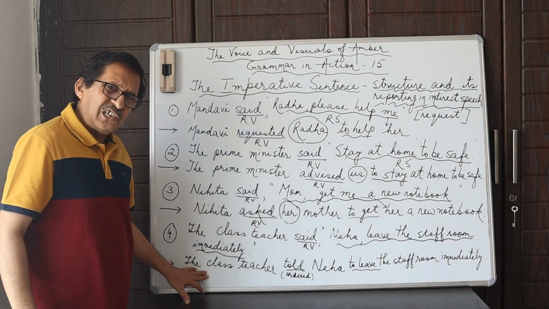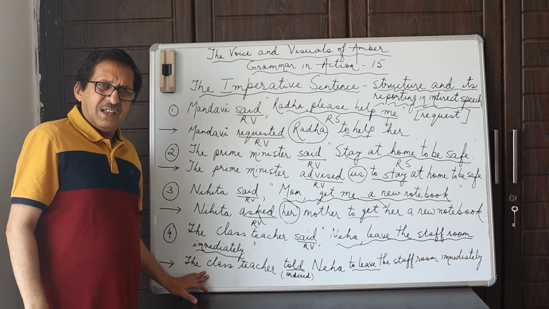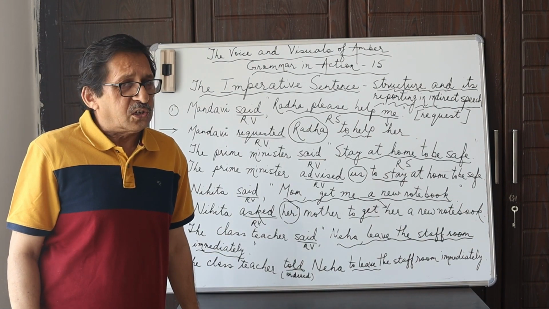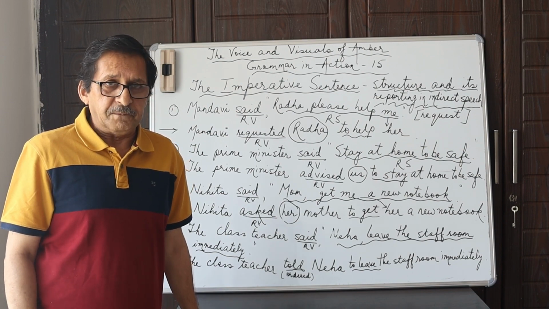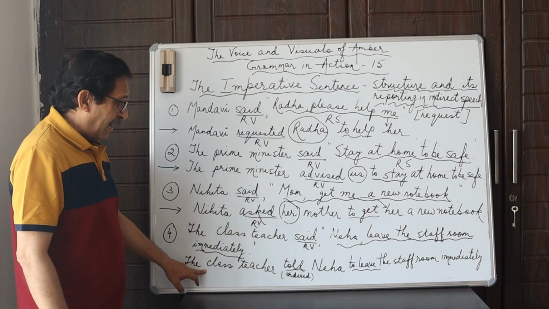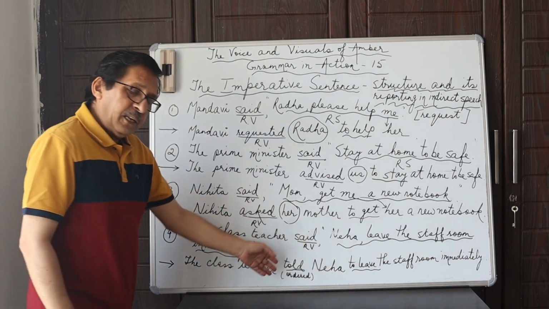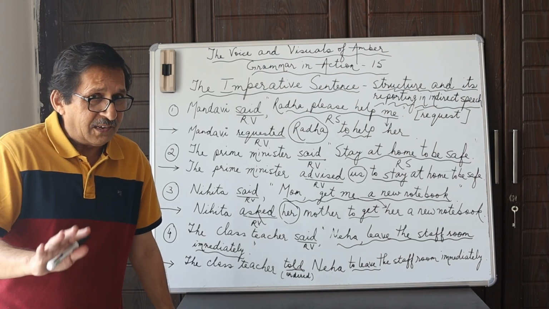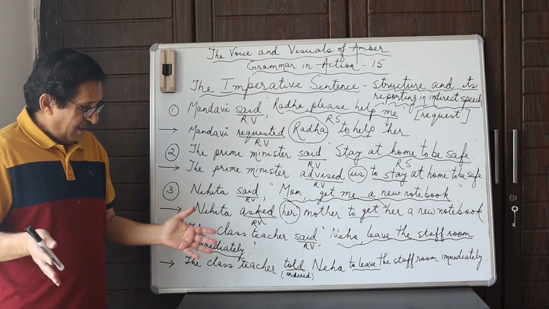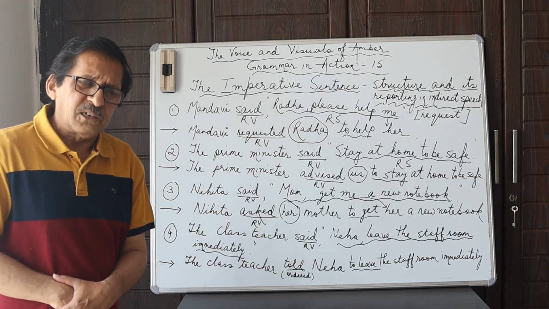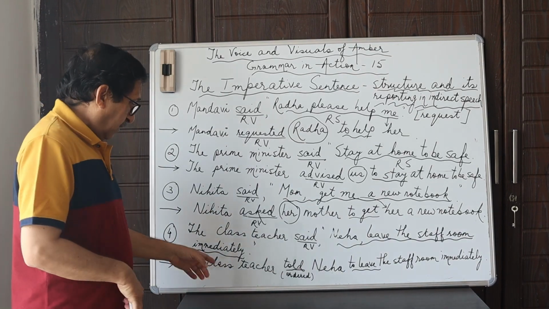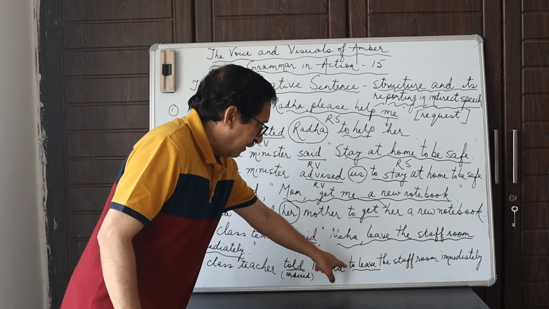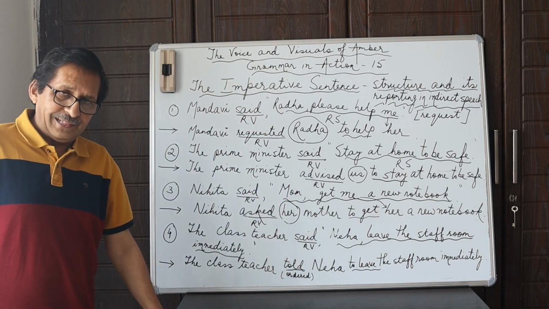But then the class teacher, in a democratic setup, does not really give a command. He may be angry, he can angrily ask or tell a student to do something. So the class teacher told Neha, but if you write "ordered" or "commanded," well, in grammar it won't be regarded as incorrect. But in real life, it would appear a bit too artificial. Right? So the class teacher told Neha to leave the staff room immediately.